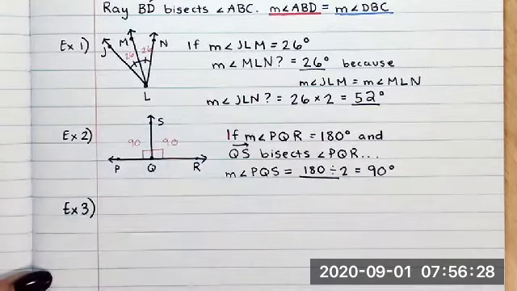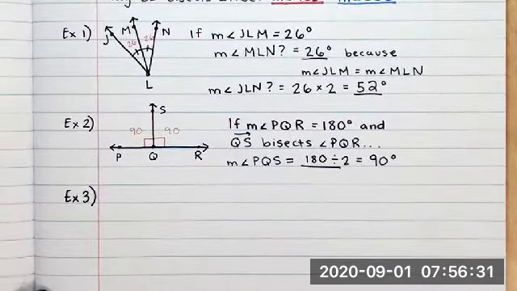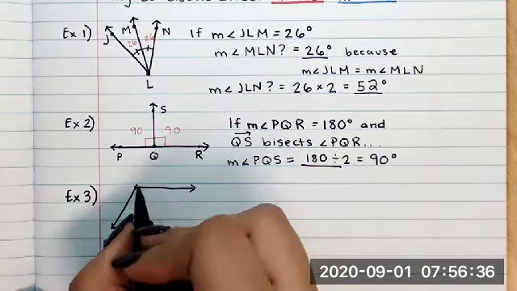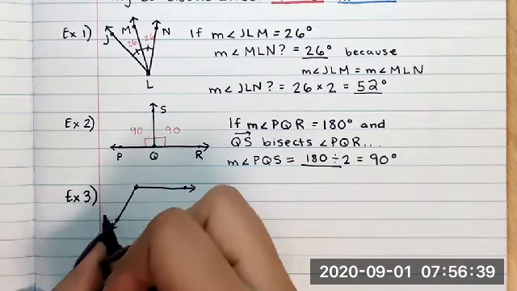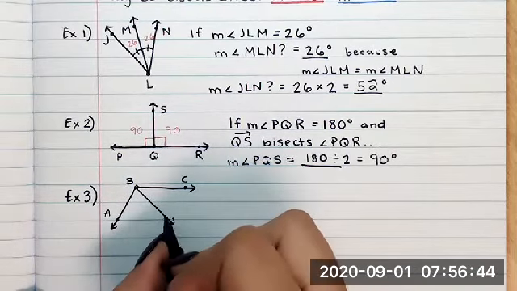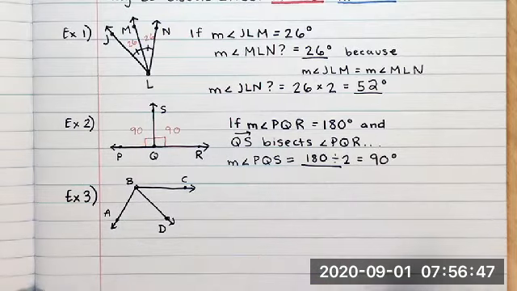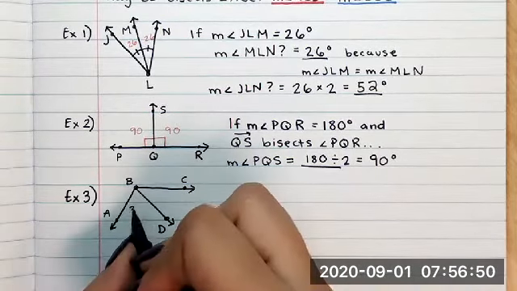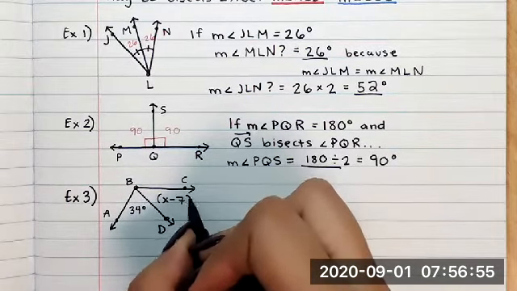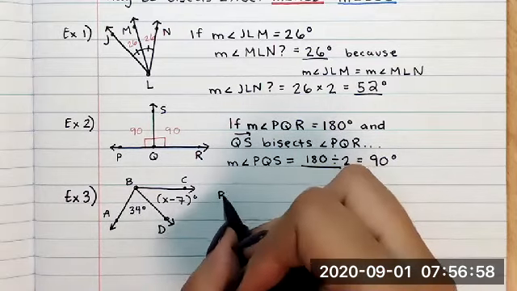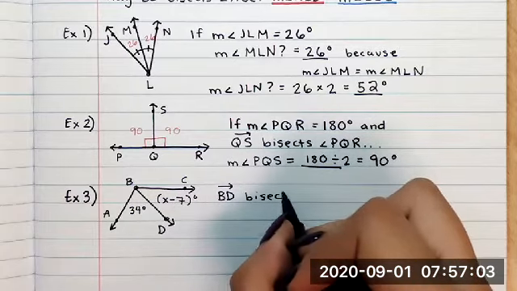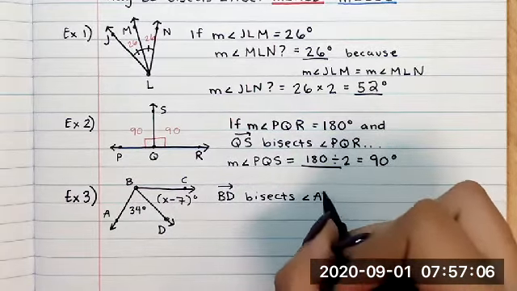All right, so let's start getting into the algebra side of things. I'm going to start with an obtuse looking angle, ABC, D. This angle is 34 degrees, and this angle is x minus 7 degrees. Ray BD bisects angle ABC.